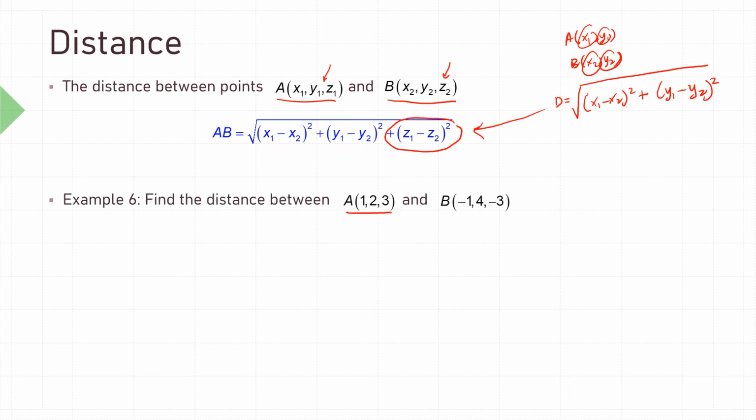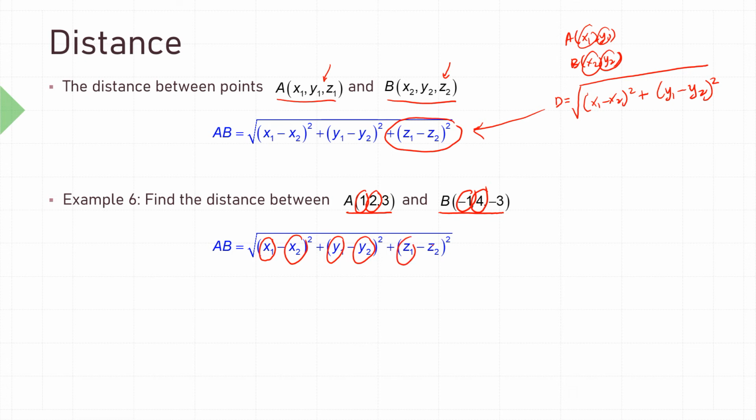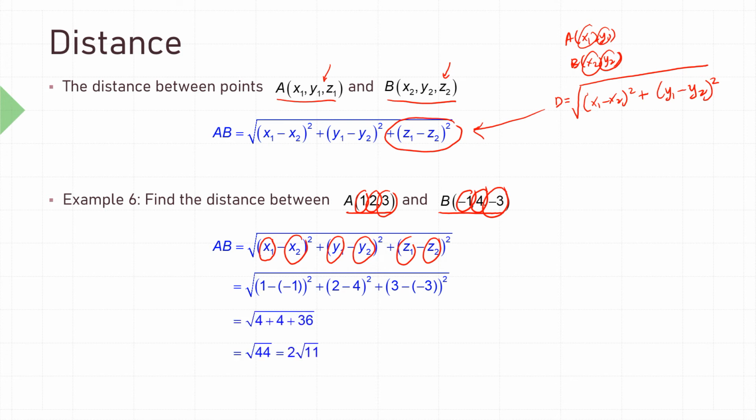Let's look at an example of how to use this formula. We need to find the distance between A and B. Firstly, write the formula. So this is x1, x2. What about y1, y2? y1 minus y2. And what about z1 and z2? So z1 minus z2. So we'll have this formula. We substitute the values and simplify, and we get this one. So root 44 is the distance, or it can be simplified as 2 root 11.